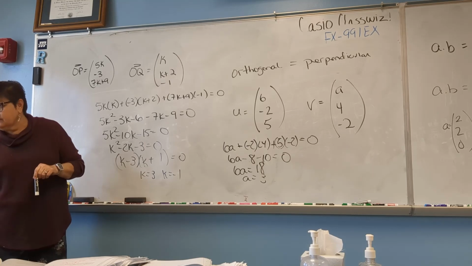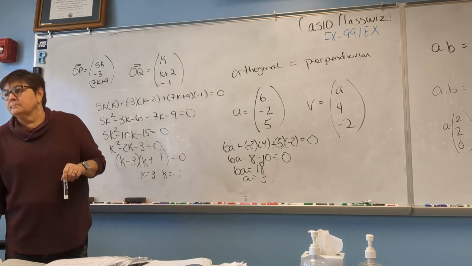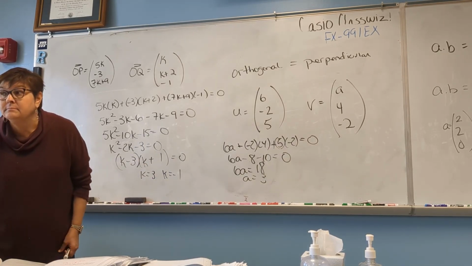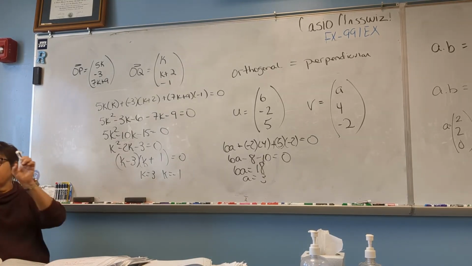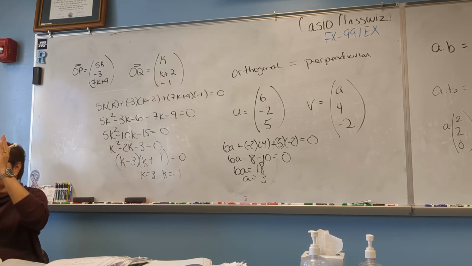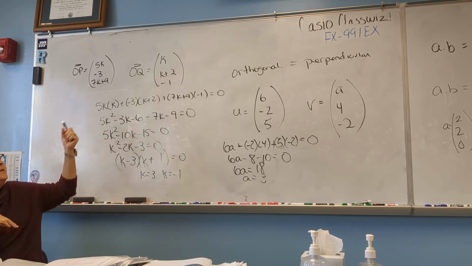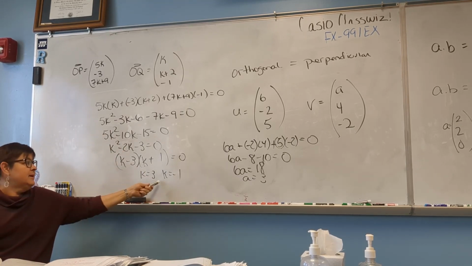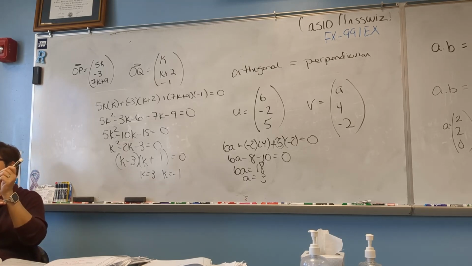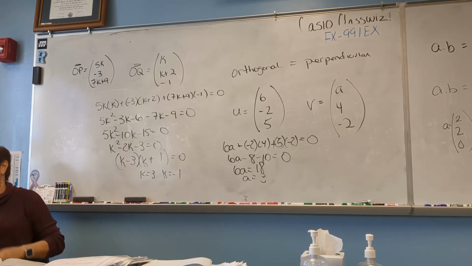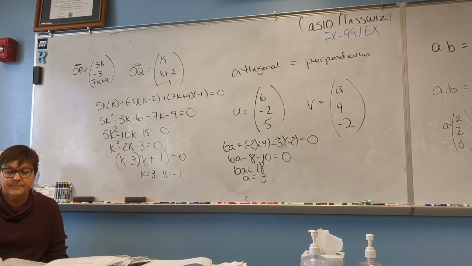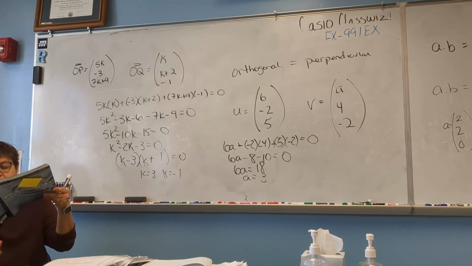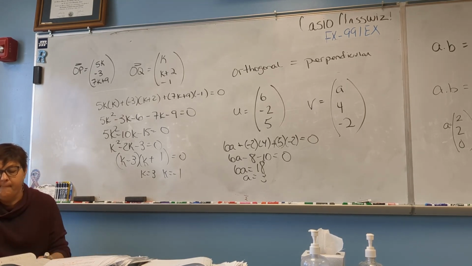They won't do that on the test, where they'll say, find k, but then give you a value of k. It's not the same, because they're perpendicular for sure. When I plug in a 3 here, it's going to cause perpendicular. When I plug in negative 1 here, it's going to cause perpendicular. But if I give you a 2, it's not perpendicular, it's just going to be two random vectors in space. We're finding the angle between those two.